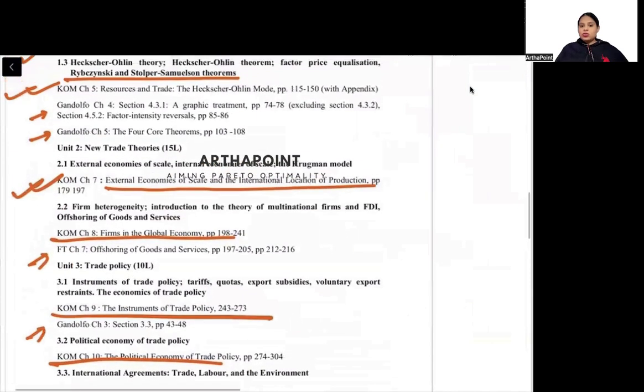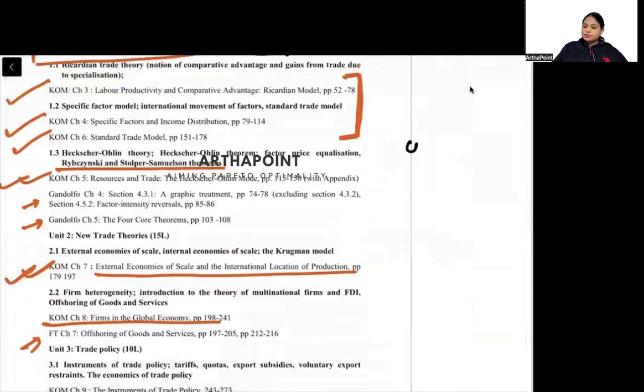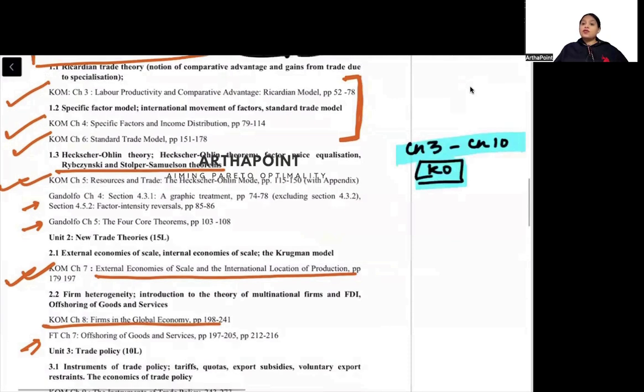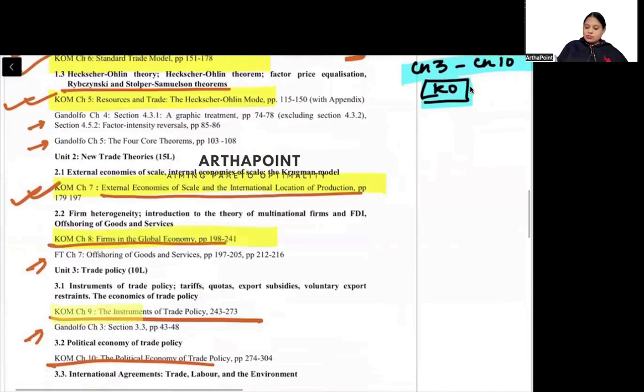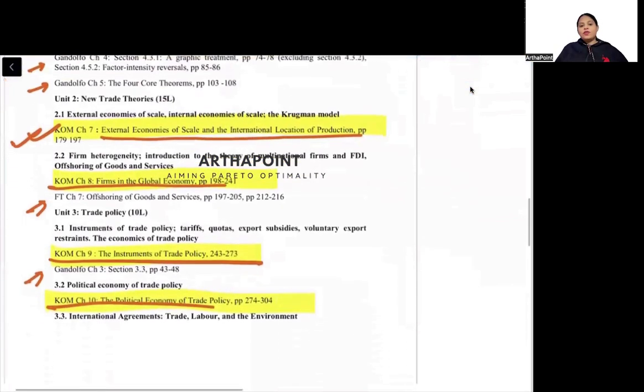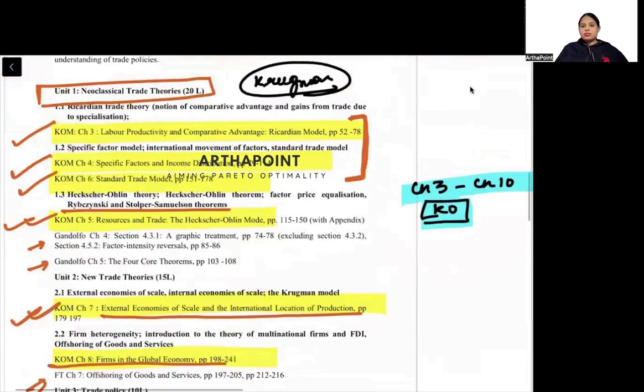So if you really notice, अगर आप बहुत ध्यान से देखो, तो from chapter number 3 to chapter number 10 of Krugman, आपको ये तो करना ही करना है. You have to go ahead and you have to do this thing for sure. देखो ध्यान से, you are starting unit 1 is chapter 3, chapter 4, chapter 5, chapter 6, chapter number 7, chapter number 8, chapter number 9, and chapter number 10 of Krugman. So Krugman, more or less, you have to do chapter number 3 to chapter number 10.